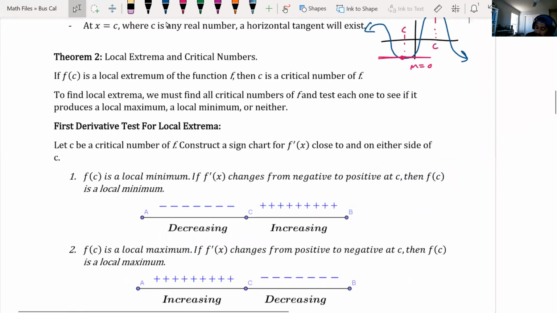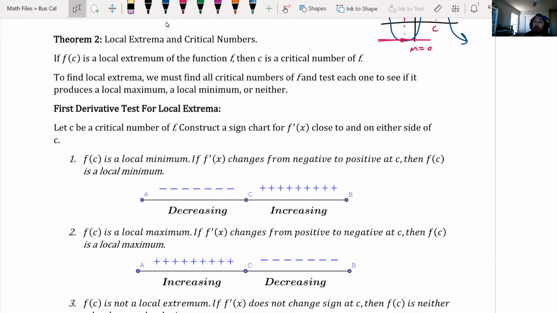So let me read theorem 2. It says, if f of c is a local extremum of the function, then c is a critical number of f, which means that if a max or minimum actually exists, then our critical number is a critical number of f. To find local extrema, we must find all critical numbers of f and test each one to see if it produces a max or min. So again, we're going to create a sign chart. We're going to plot our critical numbers. We're going to pick test points, and that's going to tell us where we increase or decrease, which brings us to the first derivative test.